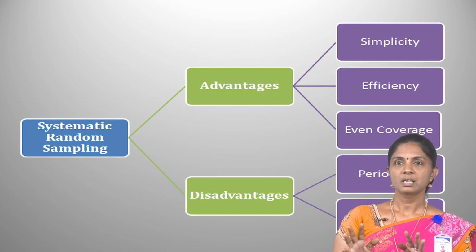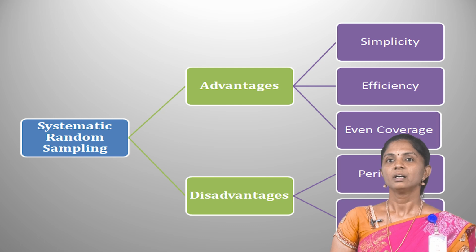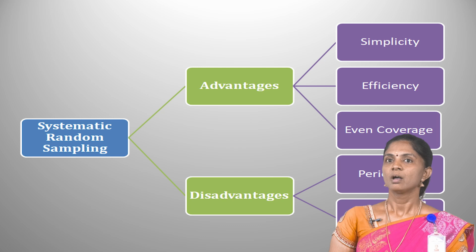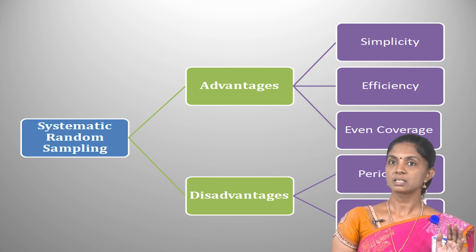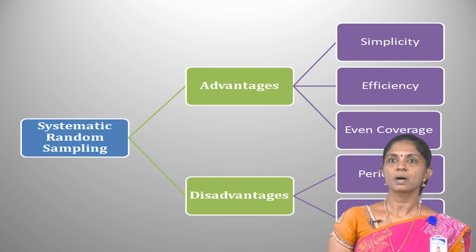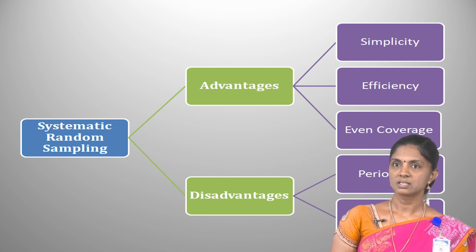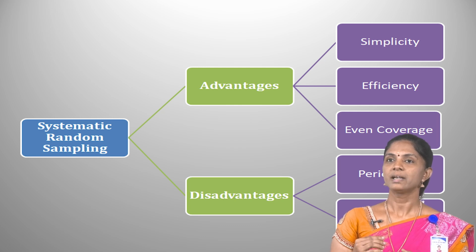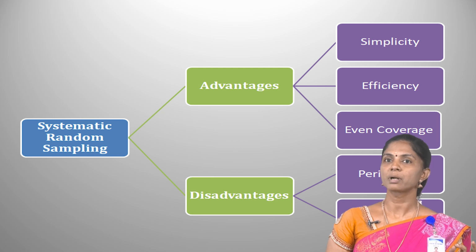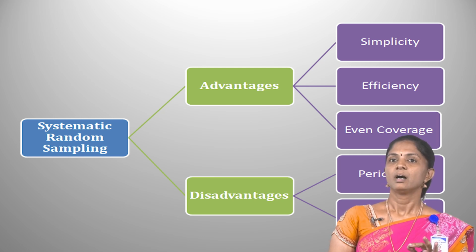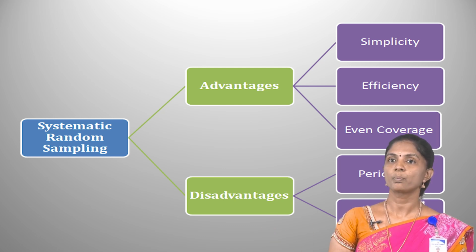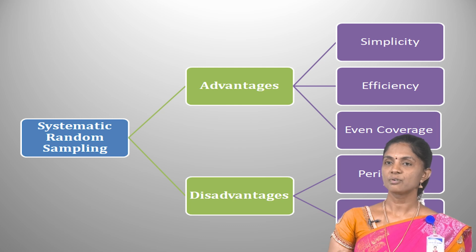So, the systematic random sample is a very easy method. It has some advantages and disadvantages. First one is simplicity. It is easier to implement and understand compared to some other sampling methods. Efficiency. It requires less effort and time than simple random sampling, because only one random number is needed. Even coverage. It ensures a spread out sample across the entire population, reducing the risk of clustering.